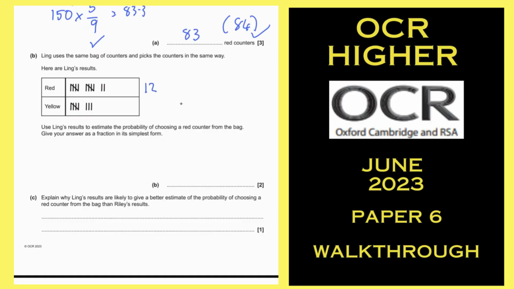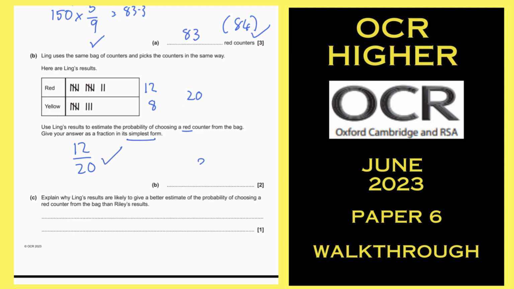Again, I like to write out what we've got. Ling's getting 12 red, 8 yellow, and has done the experiment 20 times. Use Ling's result to estimate the probability of choosing a red. There are 12 red out of 20 for their experiment, so that's our best estimate based on Ling's data.